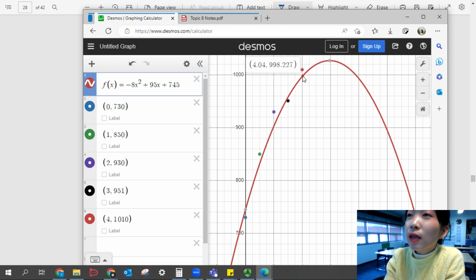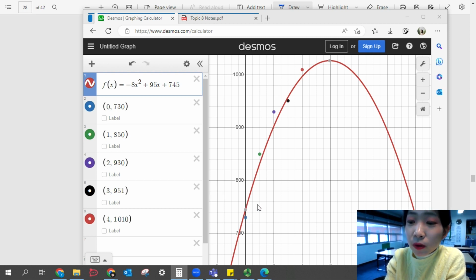So when x is equal to 4, it's 997 on the graph, but your actual was 1010. So actual minus 997 would be 13. So the residual is 13 here. So that's a positive residual. That's a negative. That's a positive. That's a negative. And then that's a positive. And that's a negative. So we have both the positive and the negative residuals.